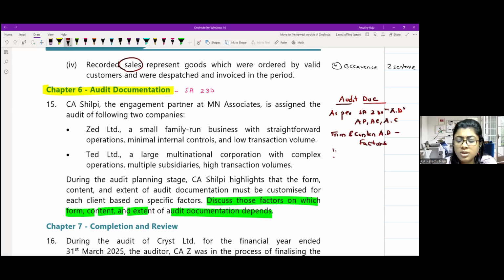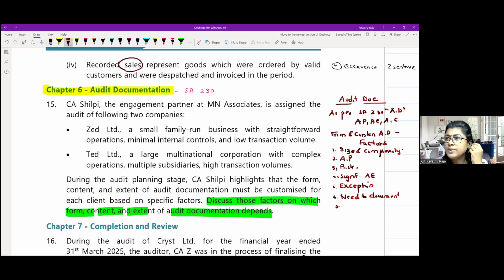Can we say the factors as a part of revision? First, it depends upon the documentation and the entity, small company or large. It depends upon the size and complexity of the entity. Then, nature of audit procedure we perform. Risk identified. Significance of evidence obtained. Exceptions identified. Exception means difference. Need to document. The last factor I left off: the auditor may use CAT tools, Excel, audit methodology and tools.